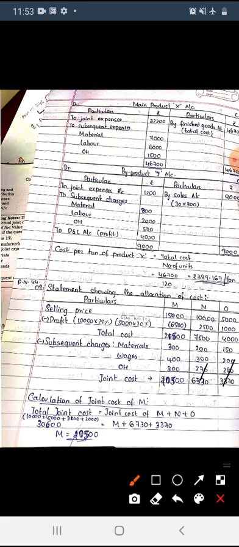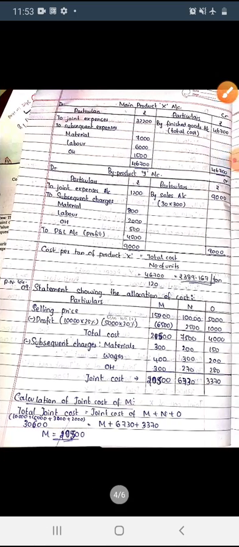So M is equal to 30,600 minus these two. How much is the spending amount? 20,500. That is the joint cost of M. 20,500 we have to write. Now you got the joint cost, right? Then easily we can find out the profit.